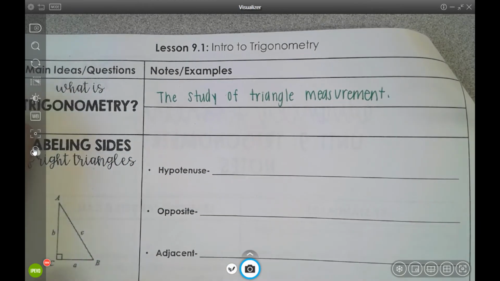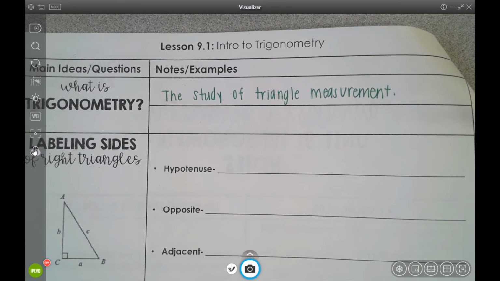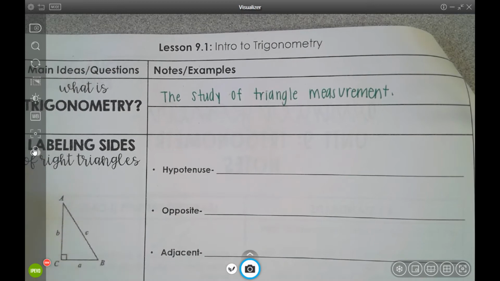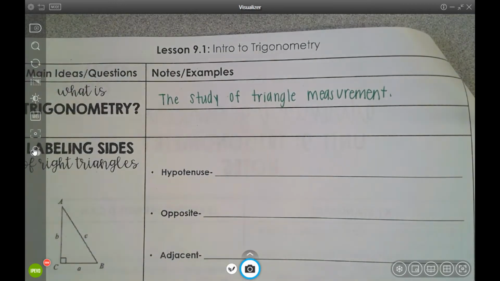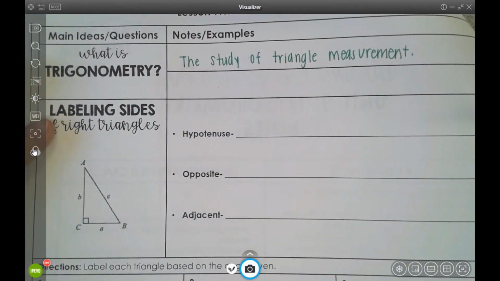Pythagorean theorem, you have to have 2 of the 3 sides. With trig, and we're only doing right triangle trig right now, you have a right angle and maybe you have one side and another angle, and you can find the other sides. So to get started, you've got to be able to label the sides.